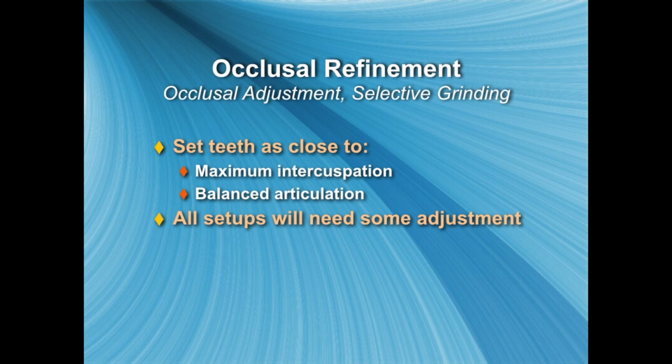Even if posterior teeth are set as well as they could be, almost every setup will require some occlusal refinement, sometimes called occlusal adjustment or selective grinding. So we set the teeth as close as we can in maximum intercuspation, with the maxillary lingual cusp centered over the mandibular arch, and then try to attempt balanced articulation. Almost all setups will require some adjustment, and we'll go over some rules to help you do this.